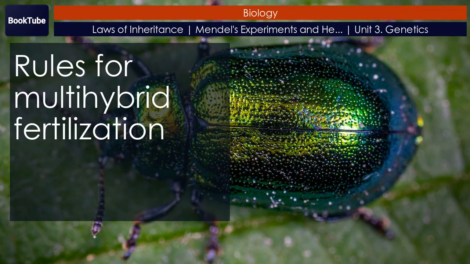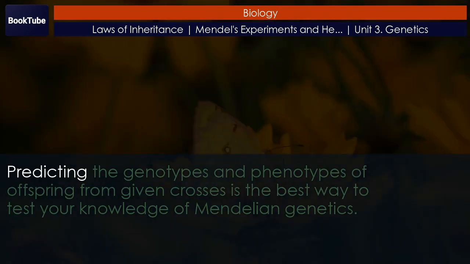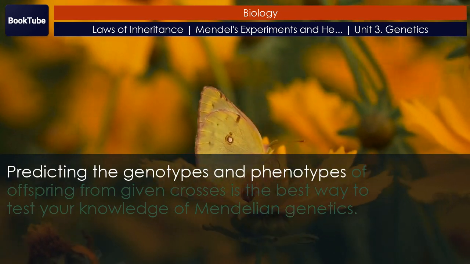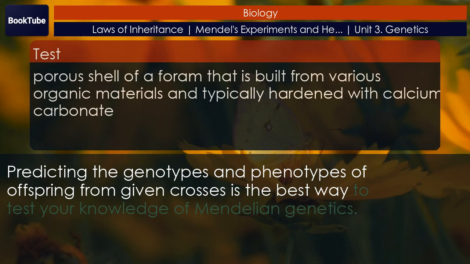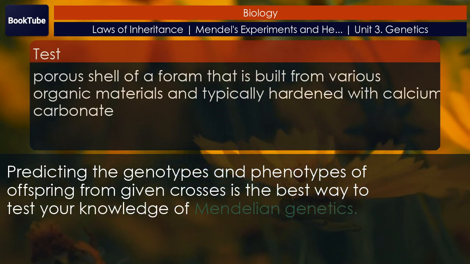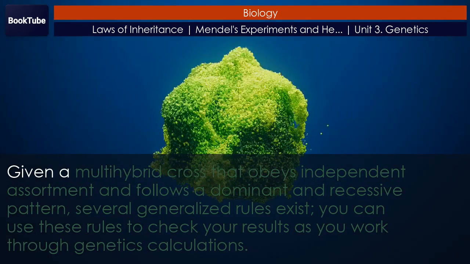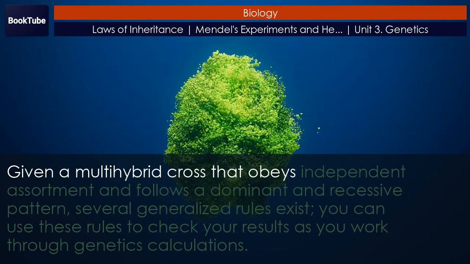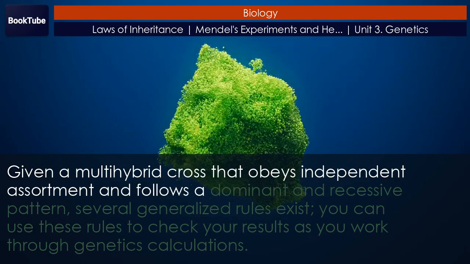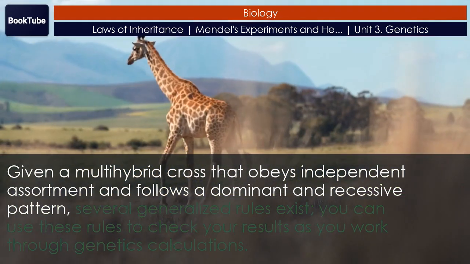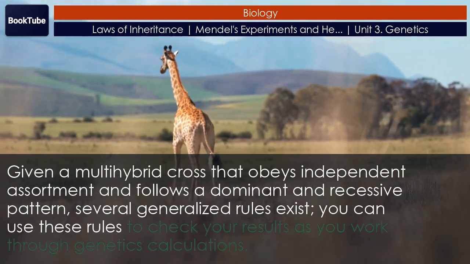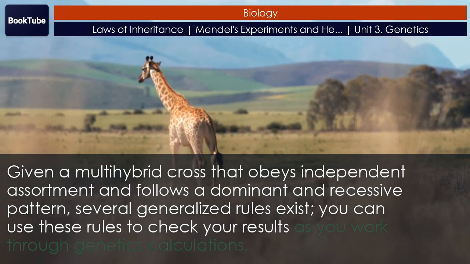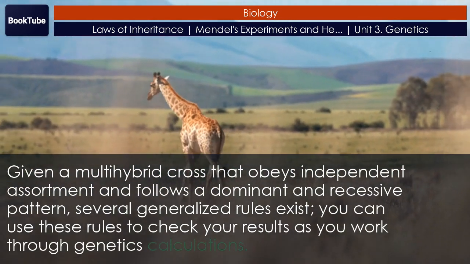Rules for multi-hybrid fertilization. Predicting the genotypes and phenotypes of offspring from given crosses is the best way to test your knowledge of Mendelian genetics. Given a multi-hybrid cross that obeys independent assortment and follows a dominant and recessive pattern, several generalized rules exist. You can use these rules to check your results as you work through genetics calculations.